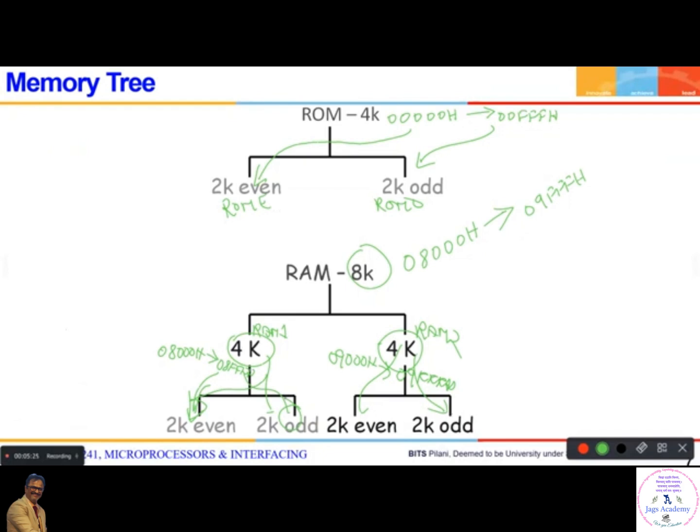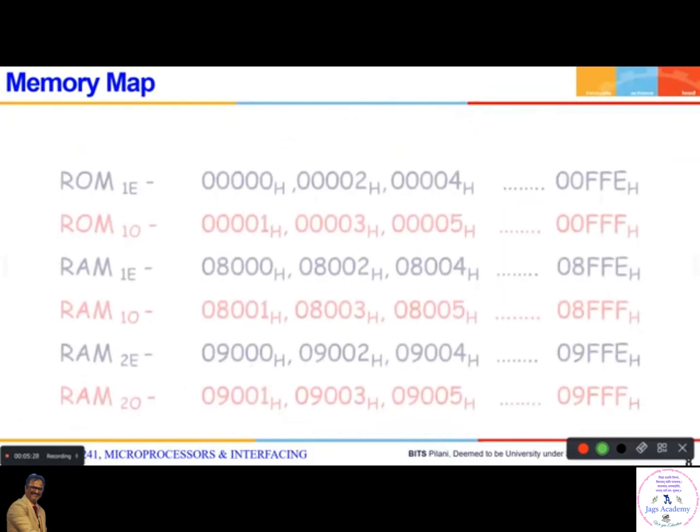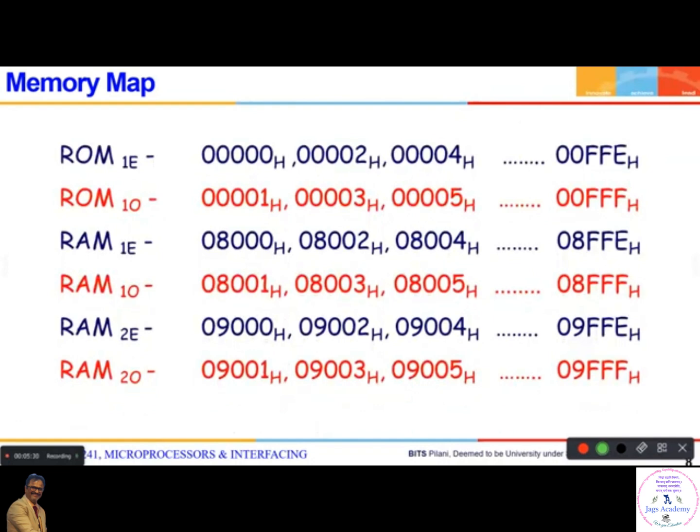Now let us see the memory map of all 6 chips. Can you see here? ROM 1 even, starting from it, has all the even addresses of ROM. ROM 1 odd has all the odd addresses. Just now we have seen this previously. Now RAM 1 even, RAM 2 even. You can see the addresses which you have seen now. RAM 2 even, RAM 2 odd.